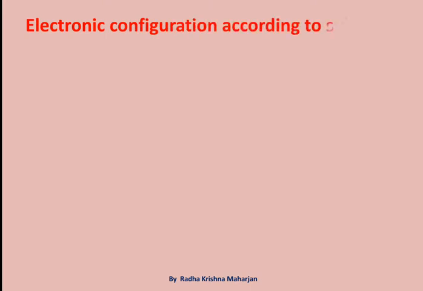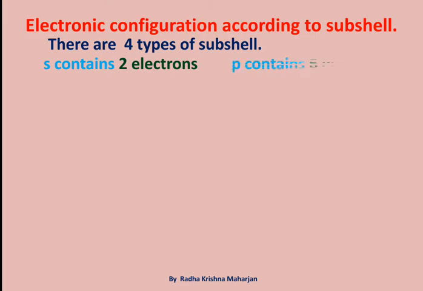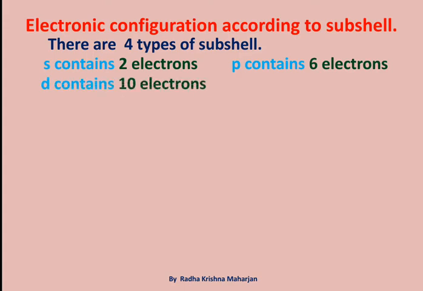Electronic configuration according to subshell. There are 4 types of subshell. S contains 2 electrons. P contains 6 electrons. D contains 10 electrons. F contains 14 electrons.